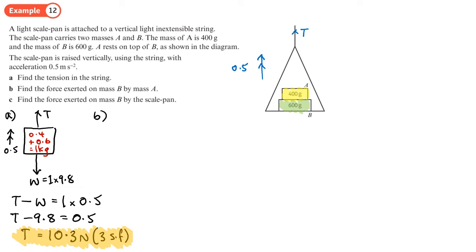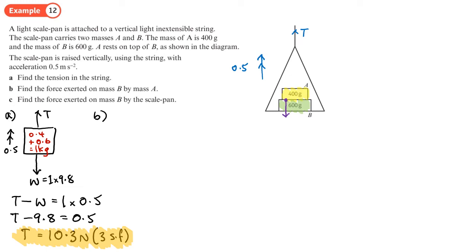Now in part B, I want to find the force exerted on mass B by mass A. So if I put out a diagram, I sort of want to find out what's this force. What force is A exerting on B? Now that's going to be quite tricky to work out. And the reason why it's difficult to work out is because there are multiple forces acting on B. However, there are only two forces acting on mass A.